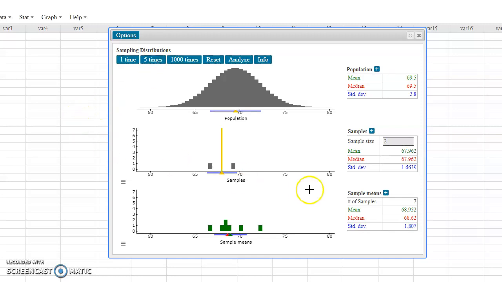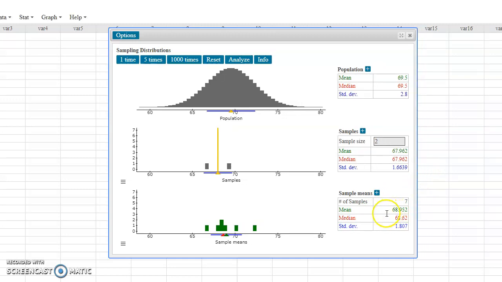Okay, now we have 7 samples. Our last sample, the mean was 67.96. And the mean of our 7 samples, that's what it tells you on the bottom. It tells you that we have 7 samples, and the mean is the mean of the 7. So this is the mean of the means. It also gives you 1.807, which is the standard deviation of the 7 means.